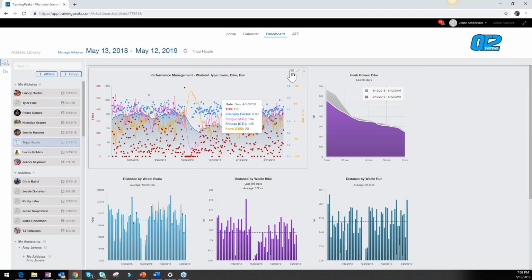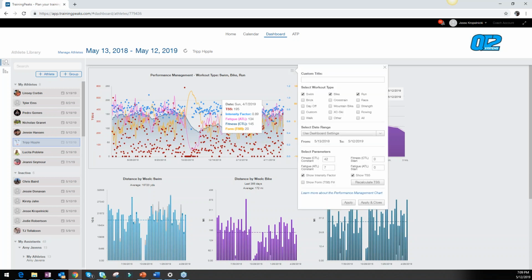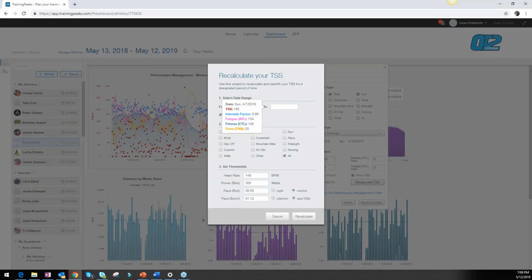So if you believe that your athletes had upload data, maybe they've come to you from another coach, and they've been really meticulous about utilizing their Garmin. All their data is up here, but you don't know if their threshold was set right backwards. You can go ahead and backfill that. So you click the menu button here, and you see this Recalculate TSS. You click that, and then you can set thresholds, okay?